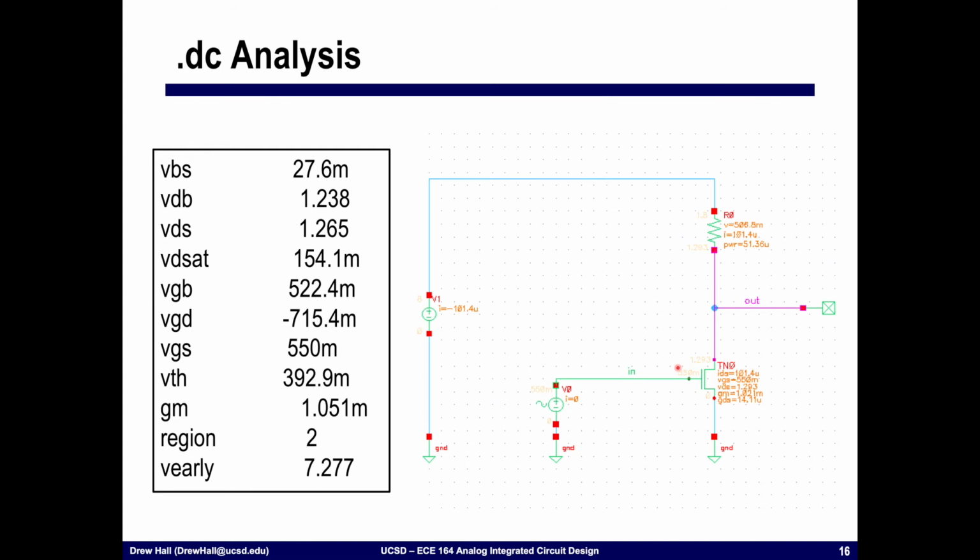All right, so this transistor looks good. It does have a slightly different threshold voltage than we assumed in our calculation. We assumed that the threshold voltage was 400 millivolts. In fact, when the simulator did all of the calculations, it came up with a threshold voltage of 392 millivolts, which is why our transconductance is slightly off of what we calculated by hand.